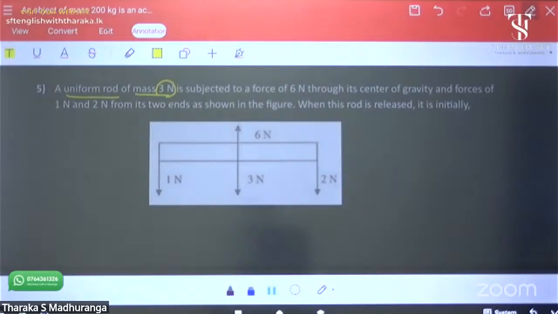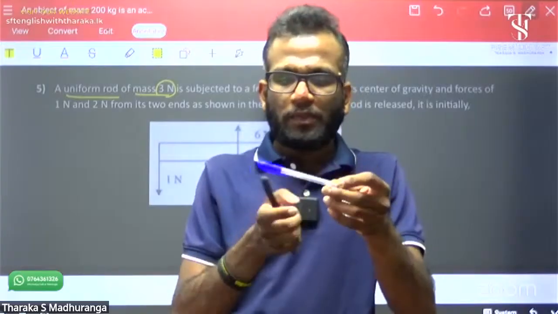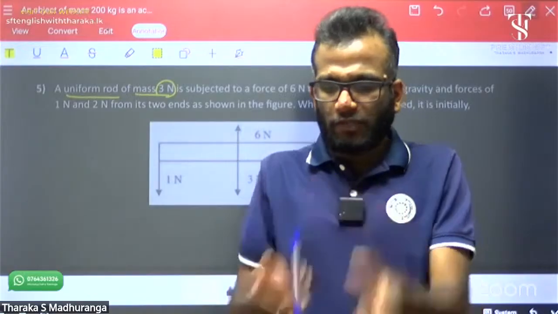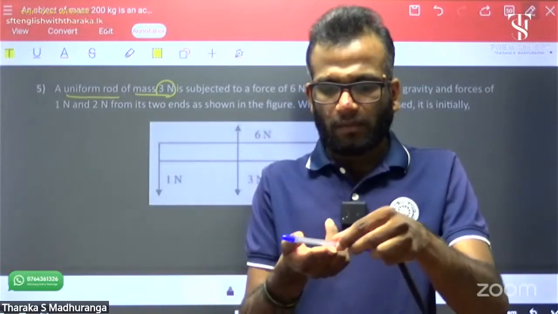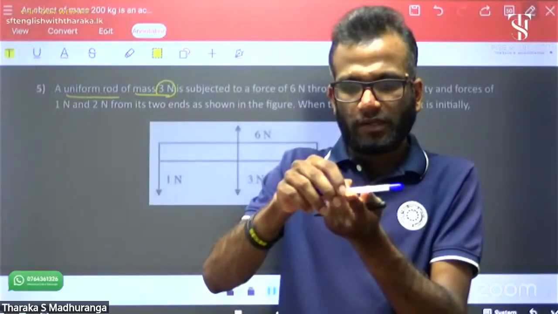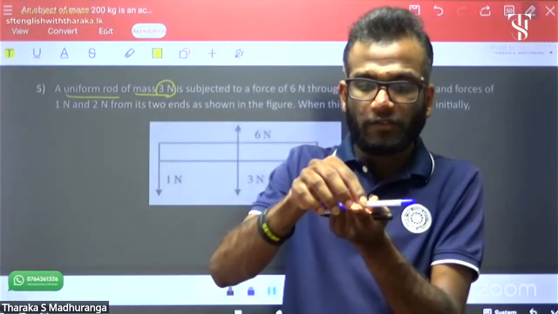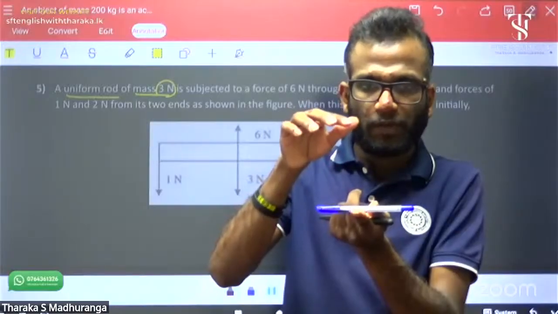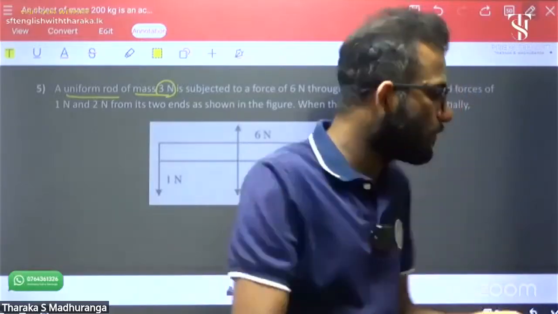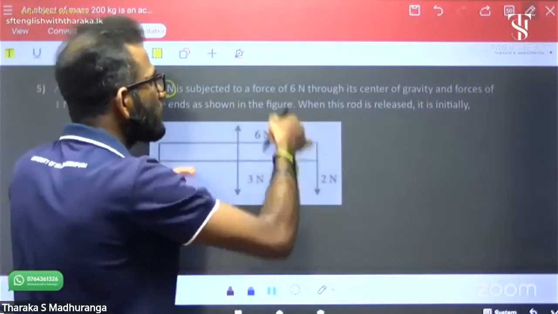Now think this pen is uniform. Always, the weight acting point is where it balances. The weight acting point of this rod is the center. The center point is the weight acting point. Now it is balanced, no? This is the weight acting point. It's always the center for a uniform rod, this type of rod.